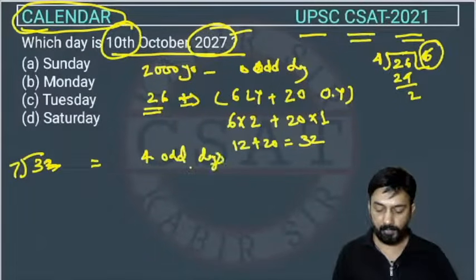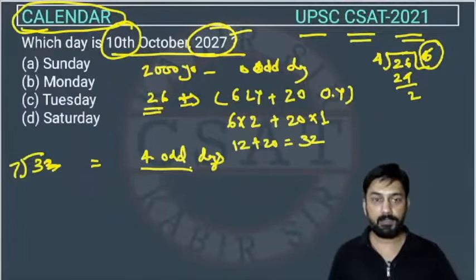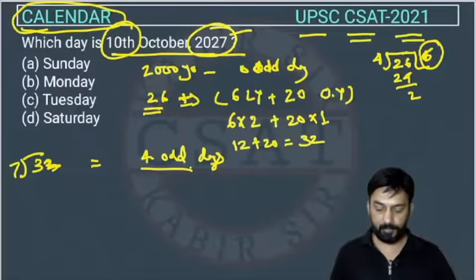Why are we dividing it by 7? Because the calendar is cyclic, right? So after 7 days, the days get repeated, right? So there is no point in considering all the days, because they will get repeated. So the extra days we have to count. So the extra days in 32 days are only 4, right?